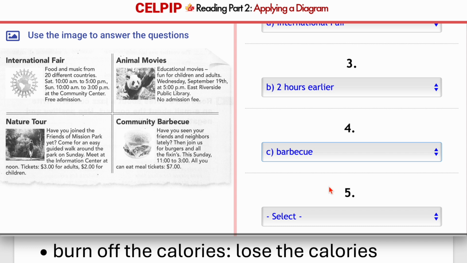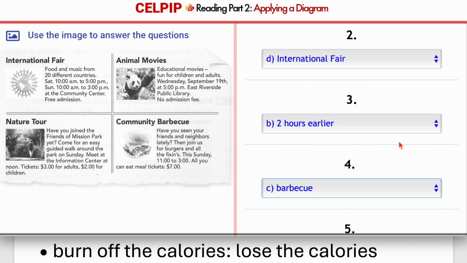Now, the reason it's barbecue is because we can start off at the barbecue, we can eat. Look, it says lots of food here. Burgers, right? All you can eat meal tickets. Wow, all you can eat. So we start off with the barbecue, and then because we are so full, we ate so much, we have so many calories. So then it says here we can go to the nature walk, nature tour, and we can burn off the calories.